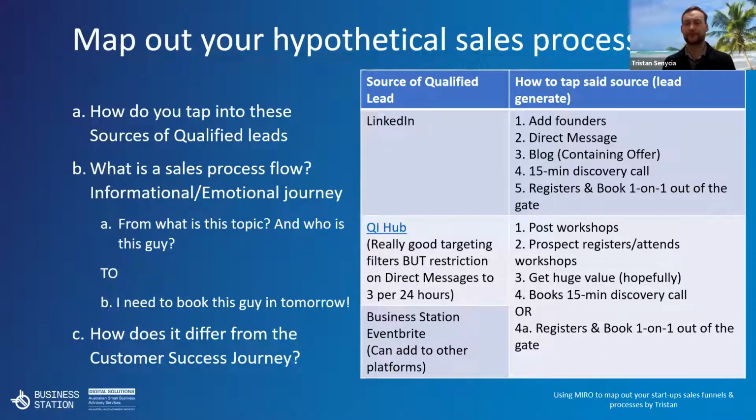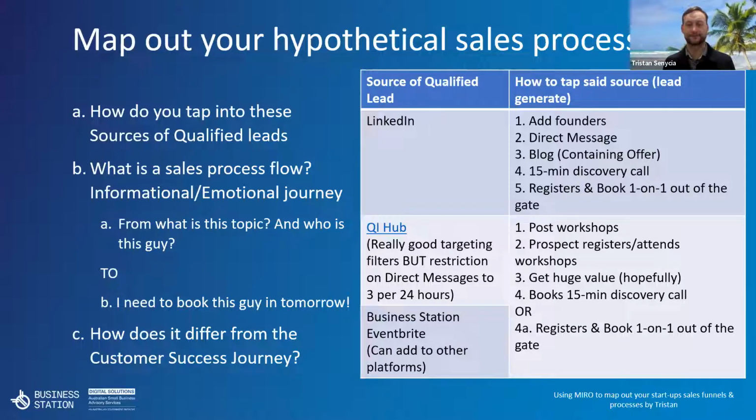Sometimes before you create a fully fledged workflow, you might create a table like this one, which lists the sources of qualified leads that you can tap into, and a quick description of how you tap into them. So you add the founders, you direct message, you might send a blog containing an offer, or encourage them onto a 15-minute discovery call, register, and so that's the whole process.